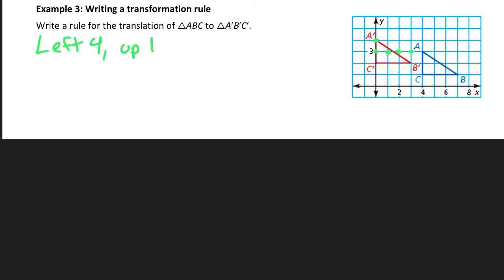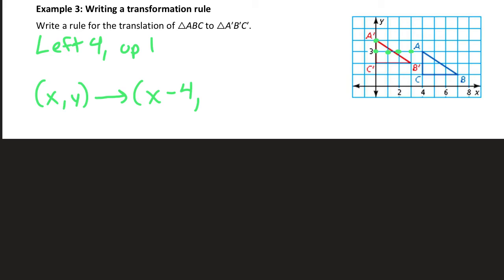Now a rule would take our original x, y points and transform them. So we'd always write (x, y), and then this arrow, and then to show this, moving left 4, I took my x values and I subtracted 4 from all of them.